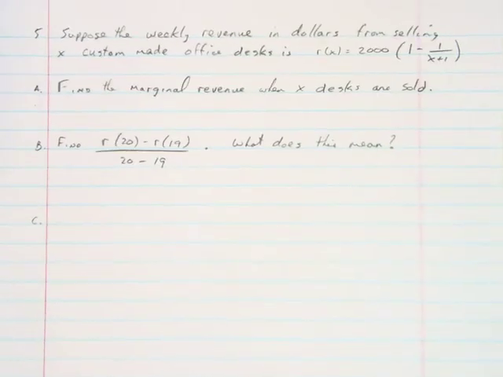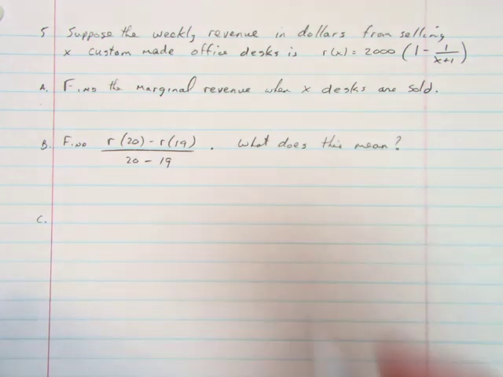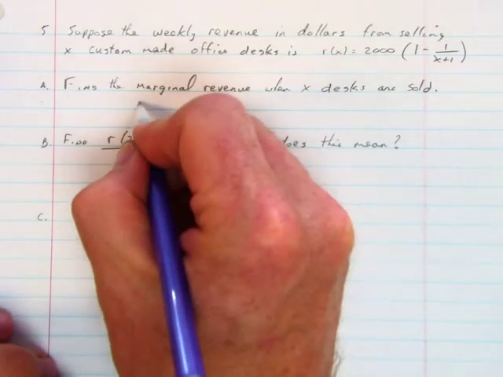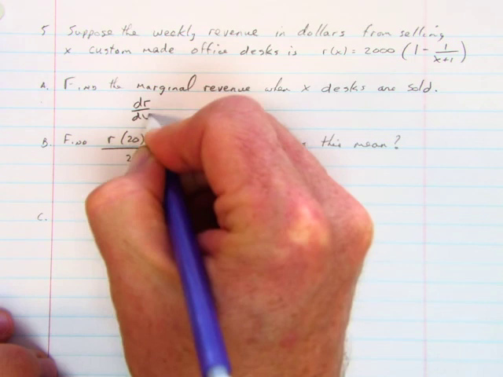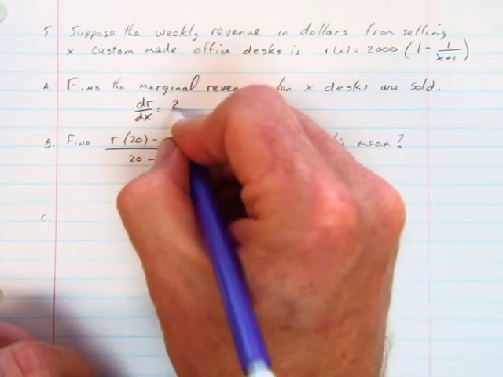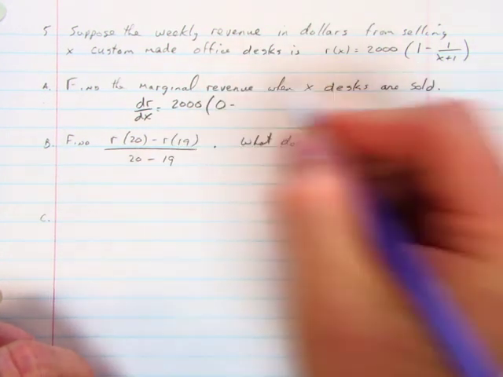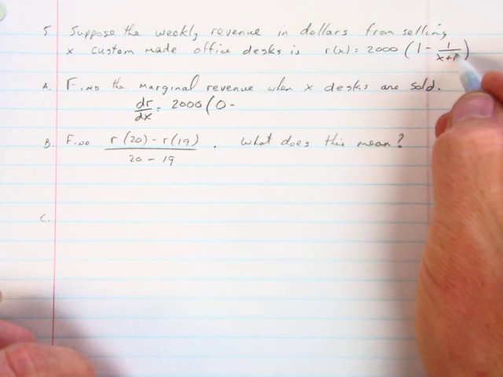Suppose the weekly revenue in dollars from selling x custom-made office desks is R of x equals 2,000 times 1 minus 1 over x plus 1. Find the marginal revenue. Well, what does marginal mean? We just went over it with an example of cost. This is applying the same thing. Our marginal revenue will be dR/dx. How do I find that? Well, this 2,000 is a constant, so just leave it alone. The derivative of 1 is 0, minus, how do we find the derivative of 1 over x plus 1?